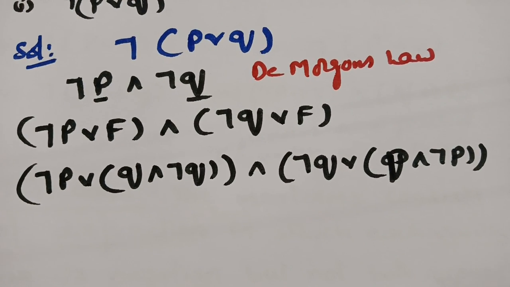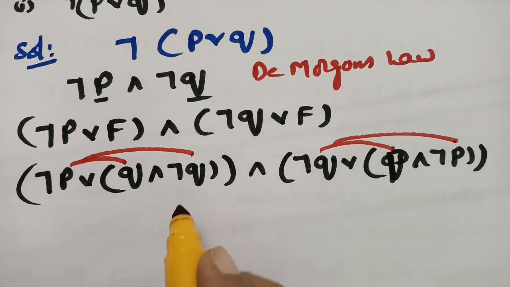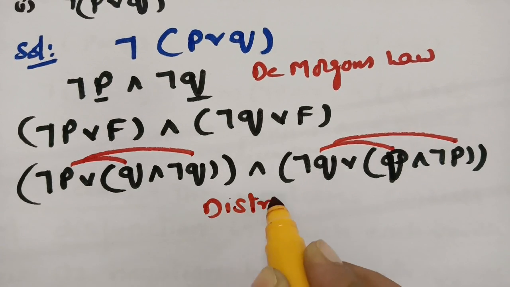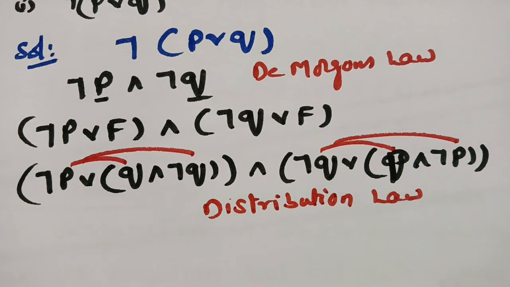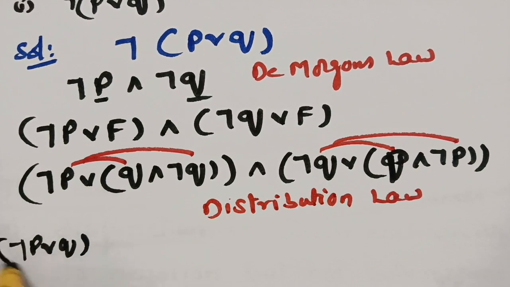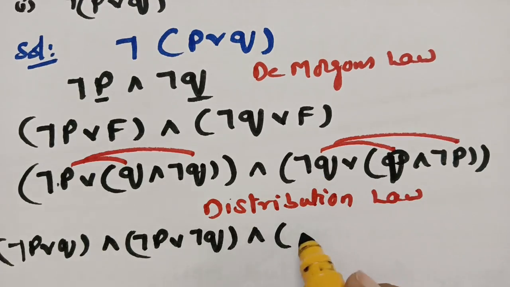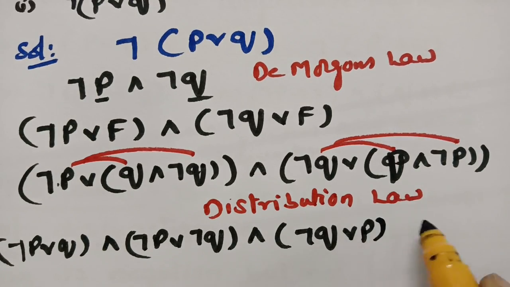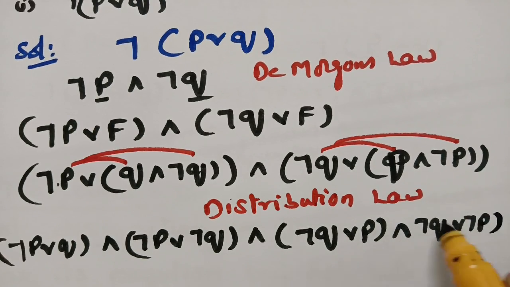Clear? And therefore, after this one, we have to use the distributive law. So we have to distribute. According to our distribution law, it can be written as negation P or Q, and negation P or negation Q, and next, negation P or P, and negation Q or negation P.